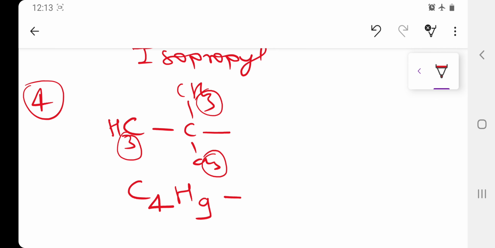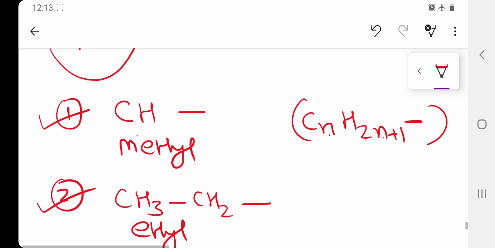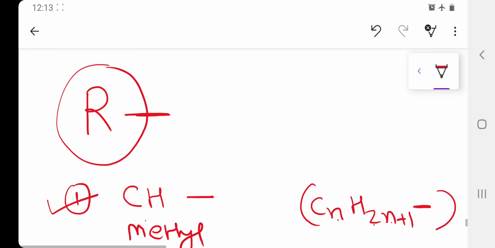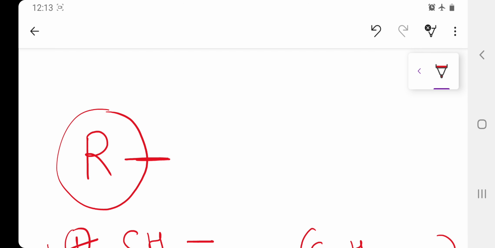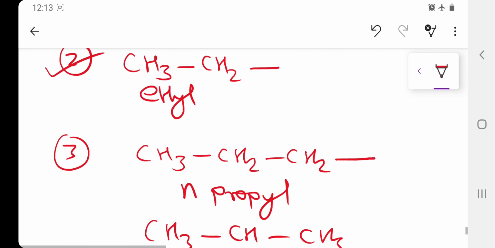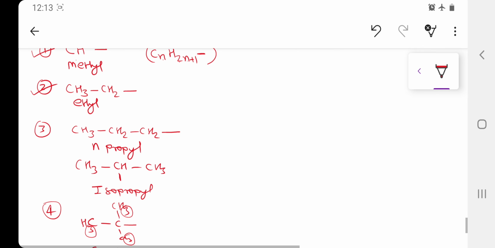Because its parent was what? The parent was an alkane, butane, a 4 carbon alkane, so its parent is C4H10. Now it is becoming C4H9 because our condition was to remove one hydrogen from the carbon atom. So it becomes an alkyl group, an R group. You have to remember these alkyl groups.